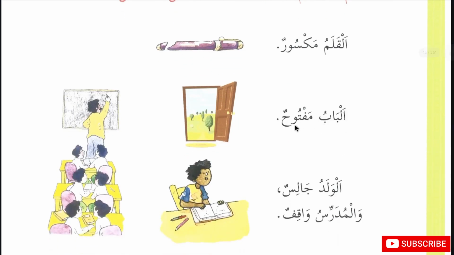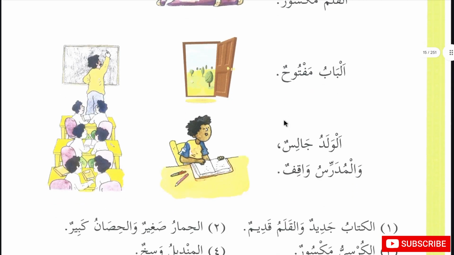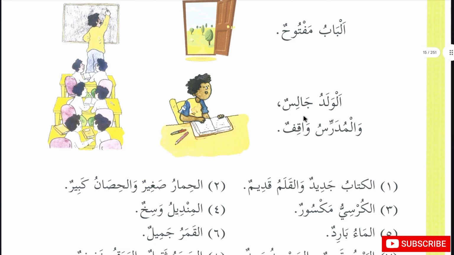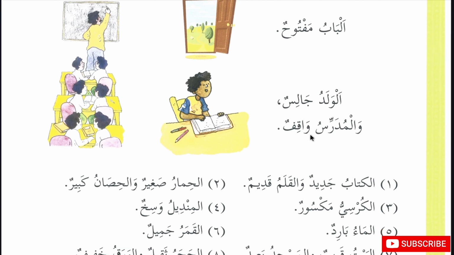Al-babu maftuh. Maftuh means open, the door is open. Al-waladu jalisun, the boy is sitting. Wal-mudarrisu waqifun, the mudarris is standing.